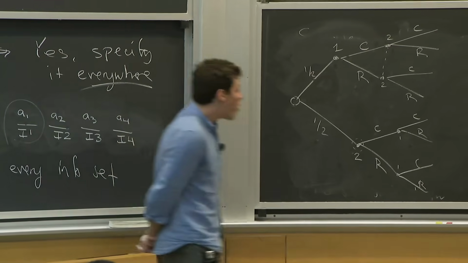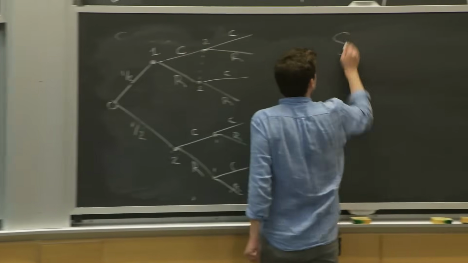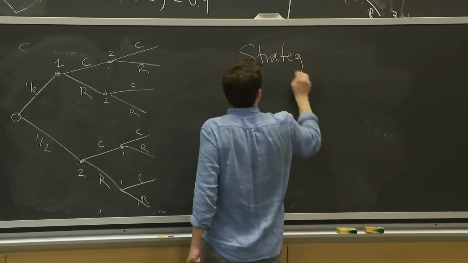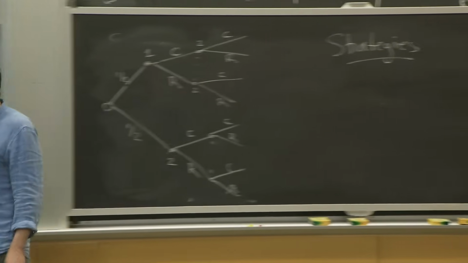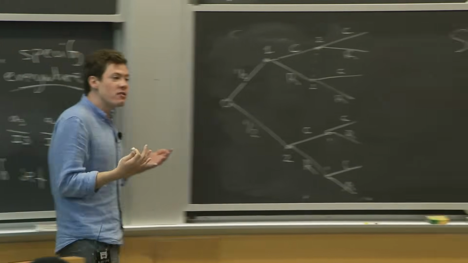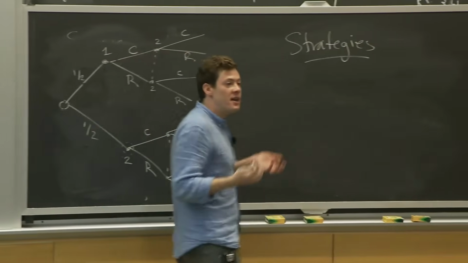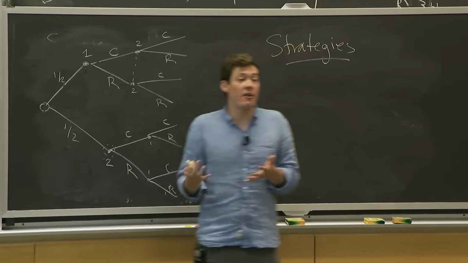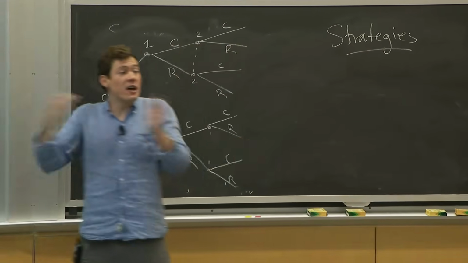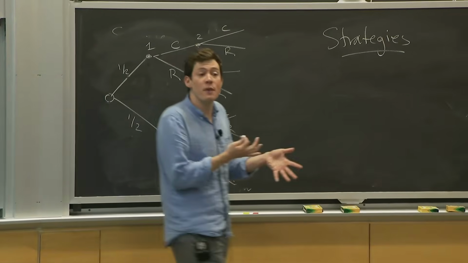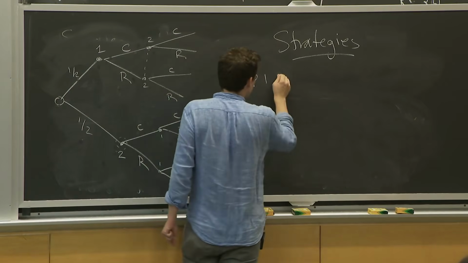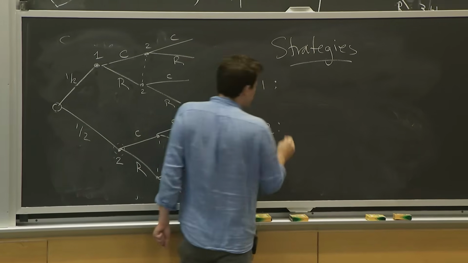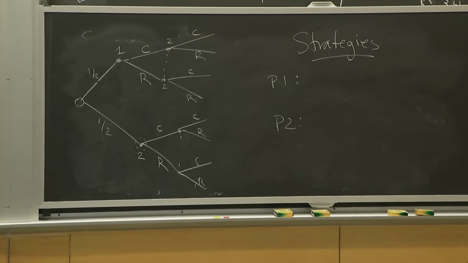OK, so now the hardest step is figuring out strategies. I think, especially when you're just getting used to this, whenever you're asked to write down strategies, the first question should be, how many information sets does each player have? Because often when people get strategies wrong, it's because they've gotten the information sets wrong. So let's look at player 1 and player 2. So first, how many information sets does player 1 have?